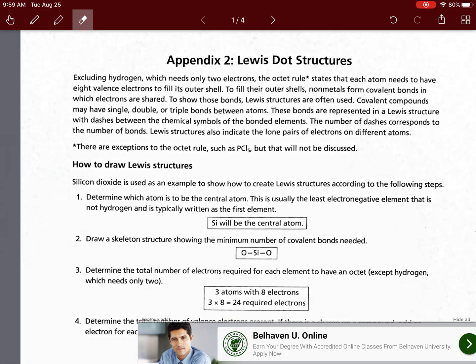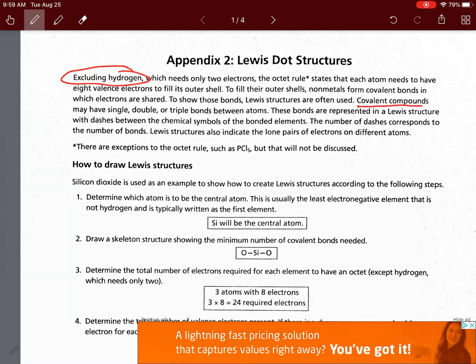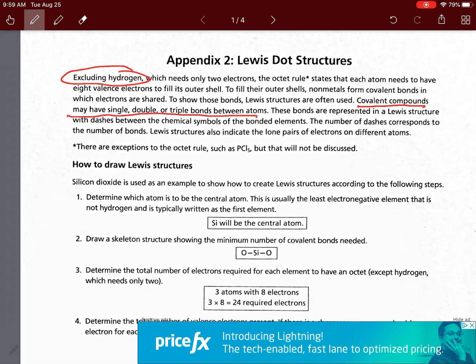And so basically, you just have to remember that except for hydrogen, the octet rule says that each atom needs to have 8 valence electrons to fill its outer shell. And covalent compounds are going to share electrons, so they may have single, double, or triple bonds.